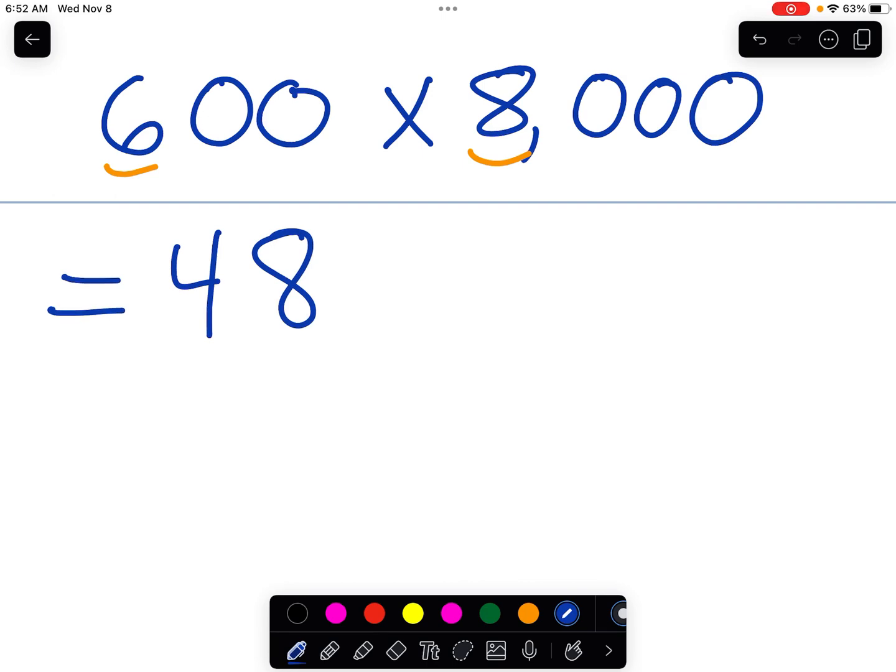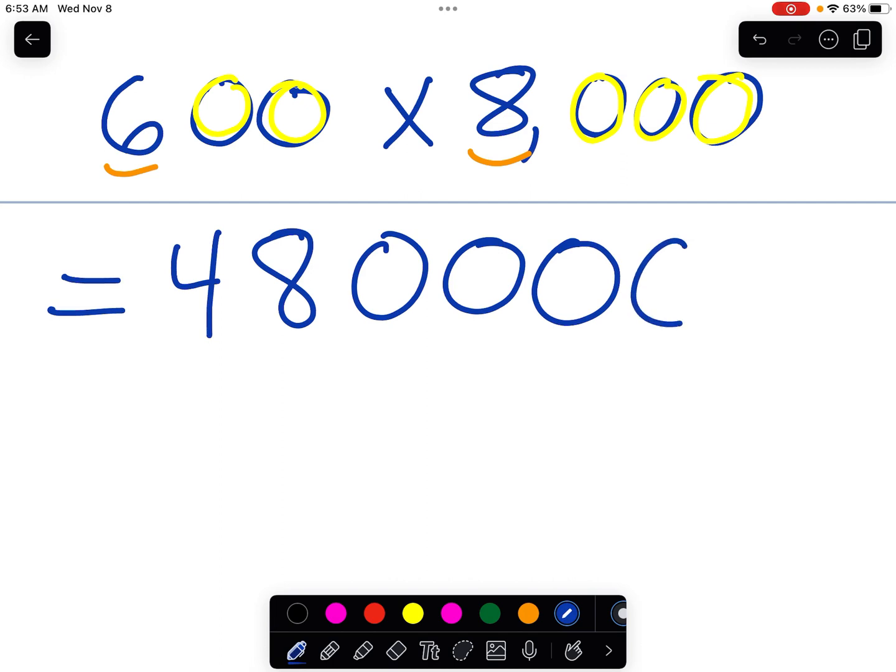And then we're just going to tack on all the zeros from our factors. Let's count them. We've got 1, 2, 3, 4, 5 zeros. Now we're going to put our commas in. The answer is 4,800,000.